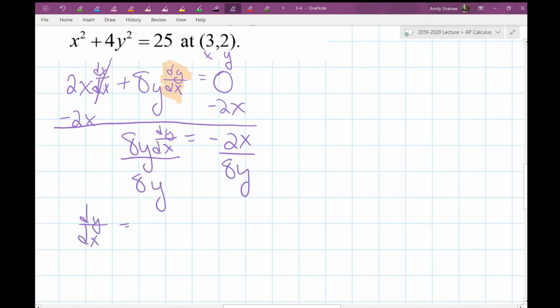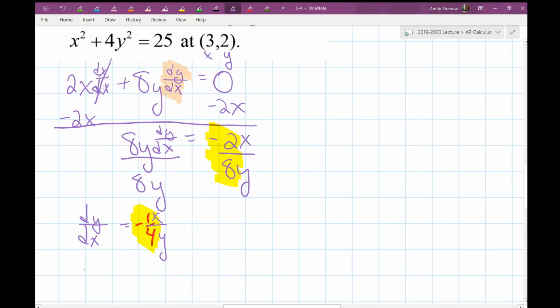All I need to do is divide by 8y, and I now get that dy/dx is equal to, and I'm going to go ahead and reduce this fraction right here, negative 2/8. I'm reducing it to negative 1/4. So negative 1/4, and this is an x over a y. Now, at this point, (3, 2), isn't it delightful that I now know what x and what y I specifically am looking for a slope at?